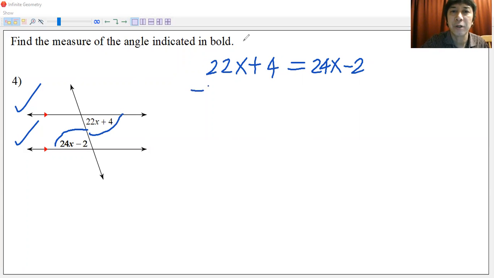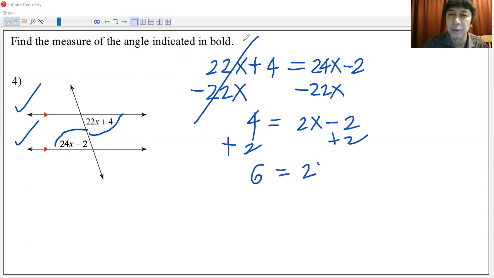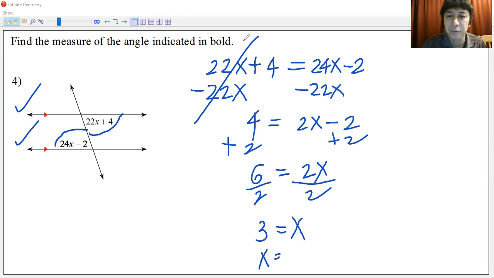All right, so we shall solve this first. We shall try to subtract the smaller x term. And so this is 0, this is 4. This gives us 24x minus 22x is 2x minus 2. So we add 2 to both sides. And this is 6 equals 2x. We divide 2x by 2 and 6 by 2. x happens to be 3. There. And x equals 3.